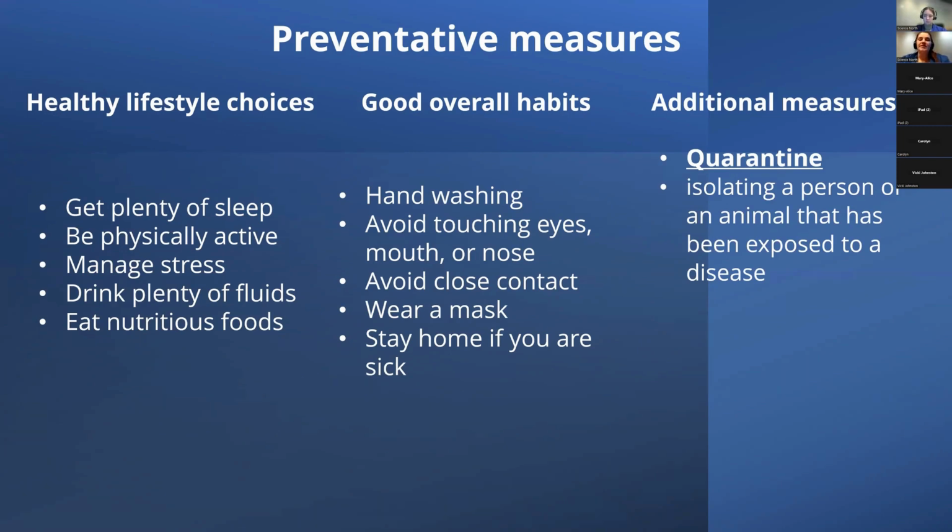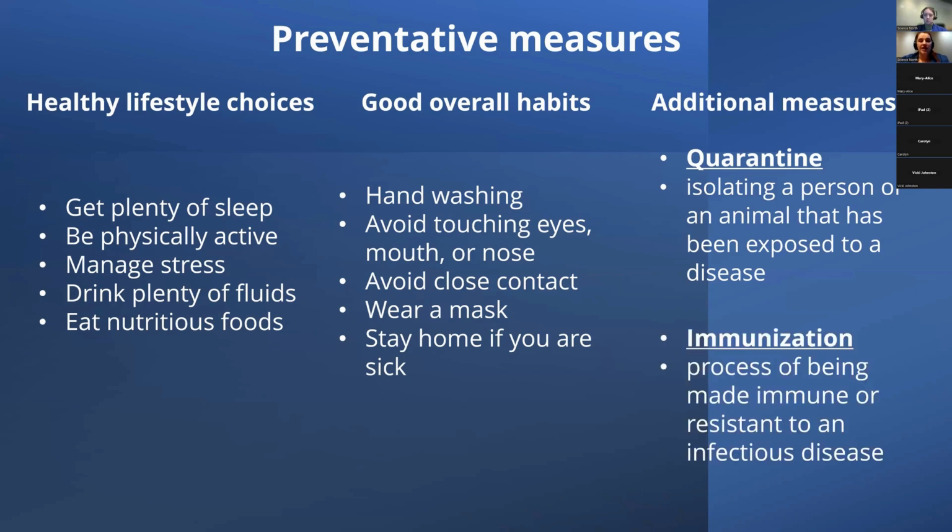But the single best way to reduce the risk of getting infection is immunizations. So essentially, it's the process of becoming immune to something, to different diseases. Typically, this is done by the administration of a vaccine. So getting vaccinated is a type of immunization. That is a very safe way of becoming immune to a disease.